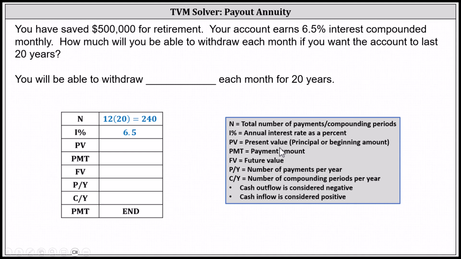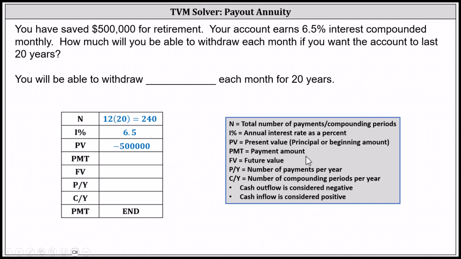PV is the present value, which is also the principal or beginning amount. We need to be careful though. When using the TVM solver, cash outflow is considered negative, cash inflow is considered positive. So because you had to pay money into an account to save $500,000, the present value is negative $500,000. We'll discuss later what would happen if we entered a positive present value.